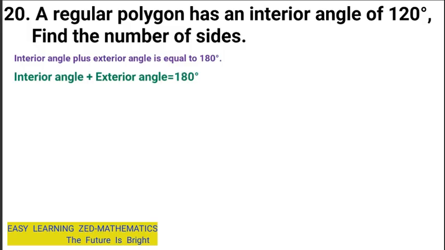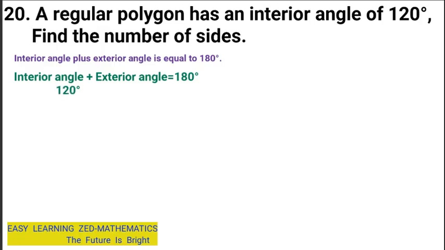Now, let's go back to the statement. It reads: a regular polygon has an interior angle of 120 degrees. So what is given is only the interior angle, which is 120 degrees. We're going to put 120 degrees where there is interior angle. So we write 120 degrees plus exterior angle is equal to 180 degrees.